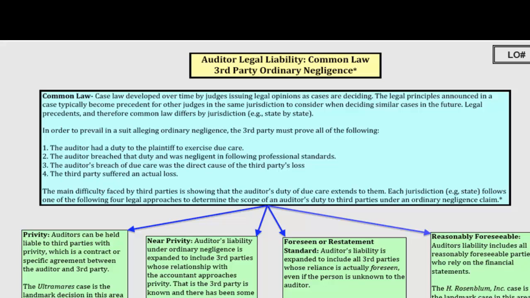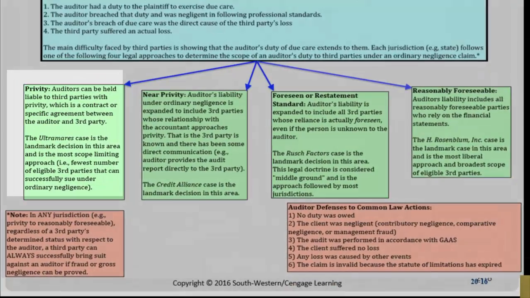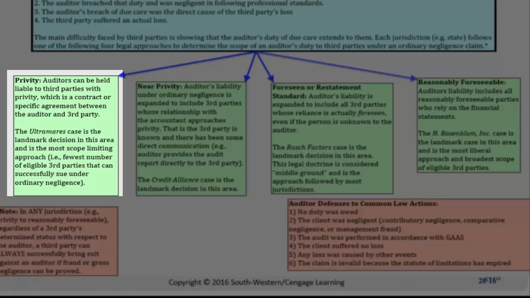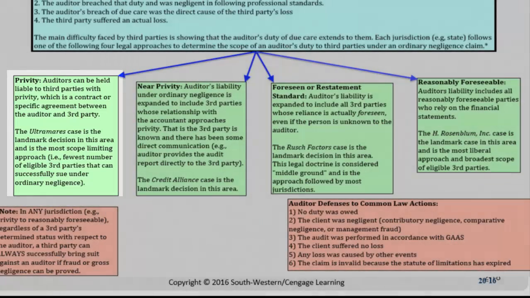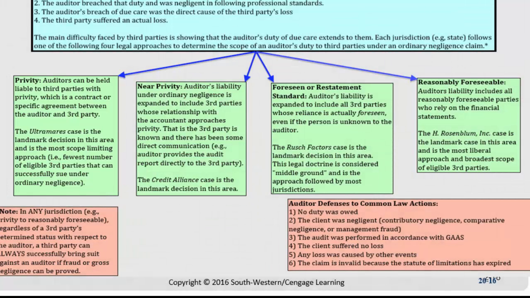Common law was developed over time by judges issuing legal opinions as cases are decided. The legal principles announced in a case typically become precedent for other judges in the same jurisdiction to consider when deciding similar cases in the future. So again, this is state-specific. In order to prevail in ordinary neglect, the third party must prove all of the following: the auditor had a duty to the plaintiff, the auditor breached that duty, the breach of duty was the direct cause of the third party's loss, and the third party suffered an actual loss. Here in privity, this is the Ultramares case, auditors can be held liable to third parties with privity, with which there is a contract or specific agreement.